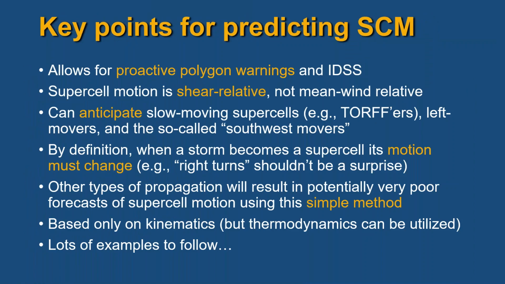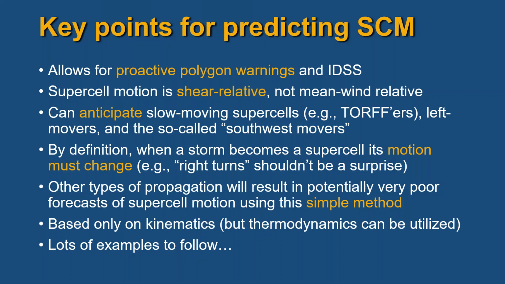All right, so now we're going to be moving on to some examples, but I want to summarize some key points right here. To me, the most important thing by knowing how to anticipate supercell motion is you can be proactive in your polygon warnings. So I'll have an example of that. Or if you get a call and somebody says, hey, I see these storms just developed, was this one going to hit us?